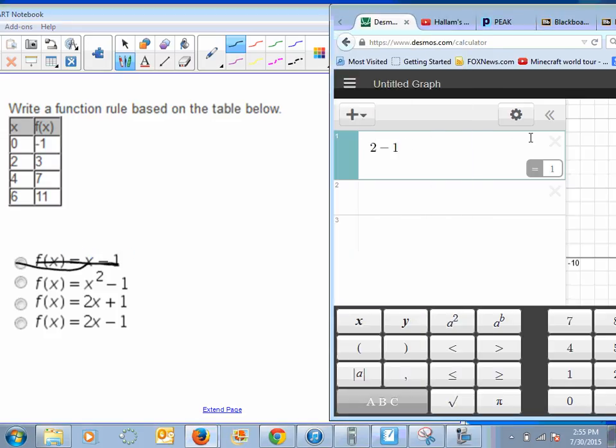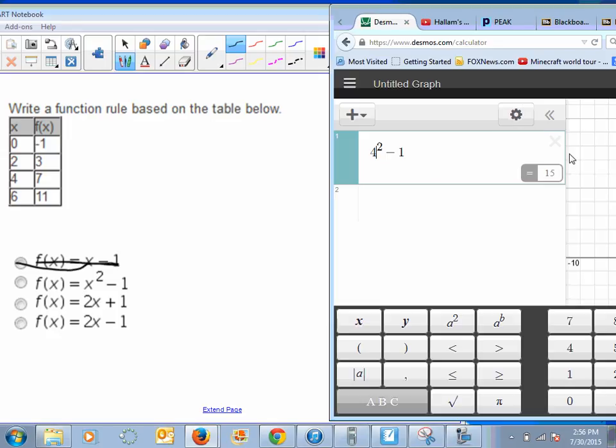Let's slide down to the next one, x squared minus 1. Let's start with 0 squared minus 1. We get negative 1, which is good here. Let's make this a 2. 2 squared minus 1 is 3, good so far. Let's keep going and look at 4. 4 squared minus 1 is 15. Well, we should have had a 7. Since we didn't get that 7, this is not the correct answer, choice B.